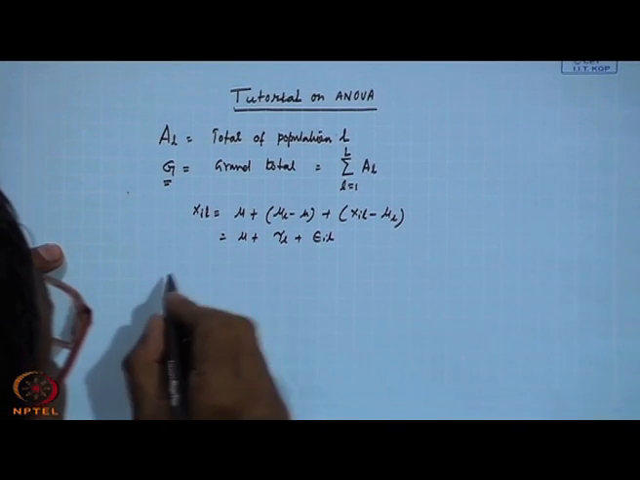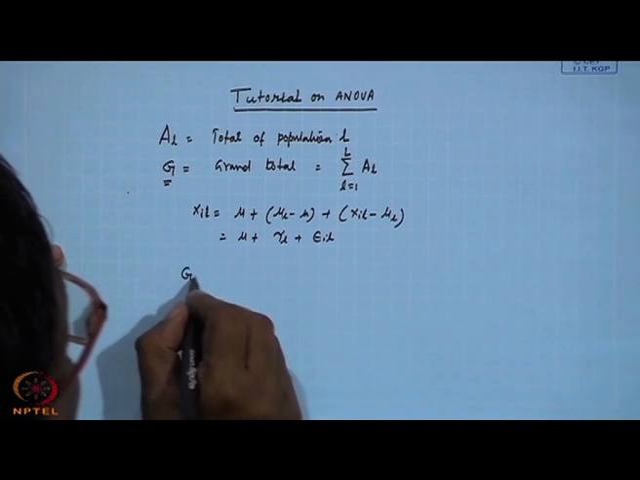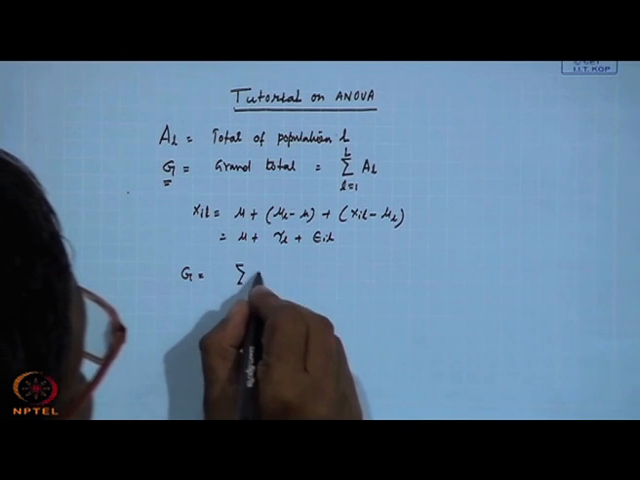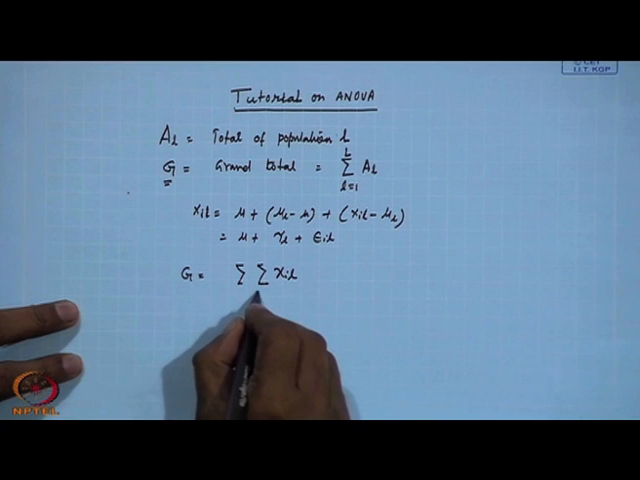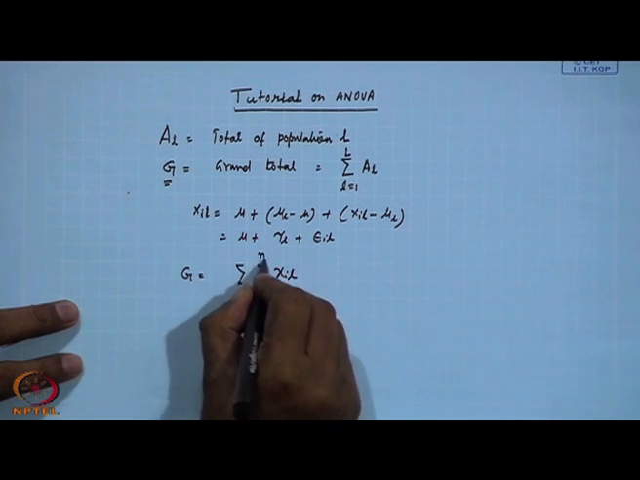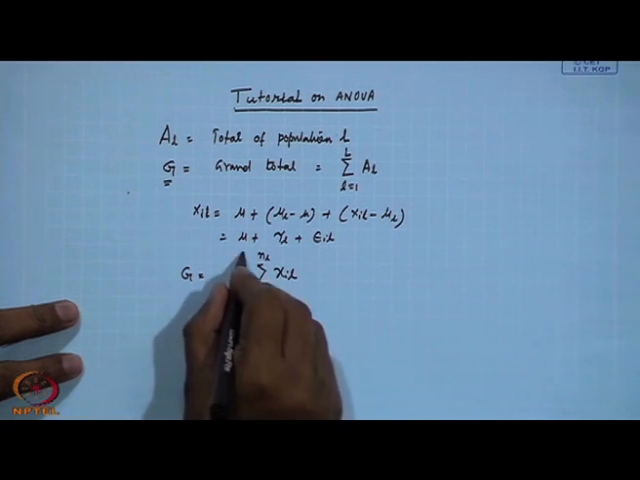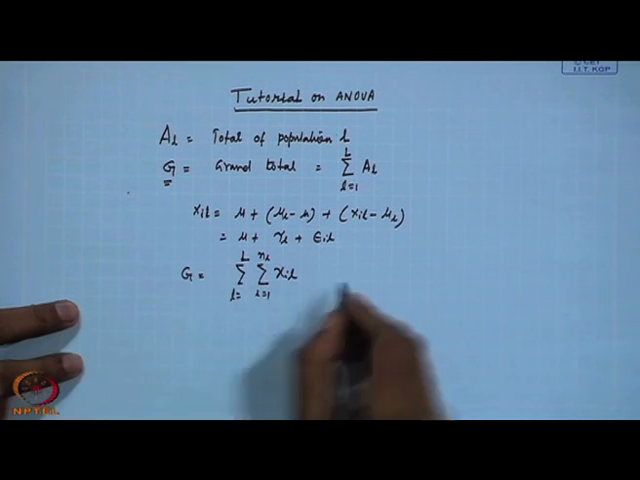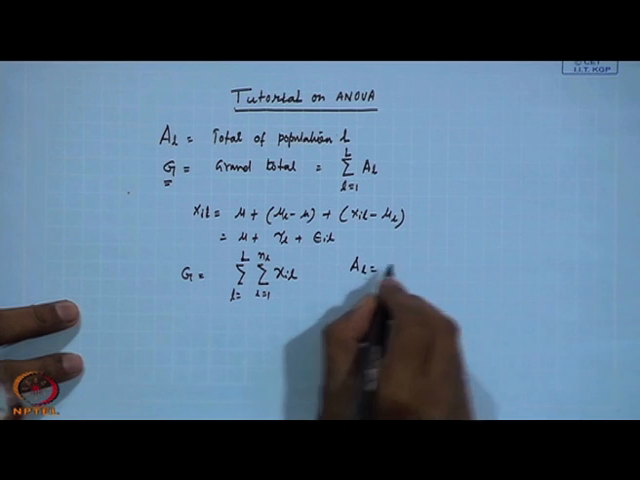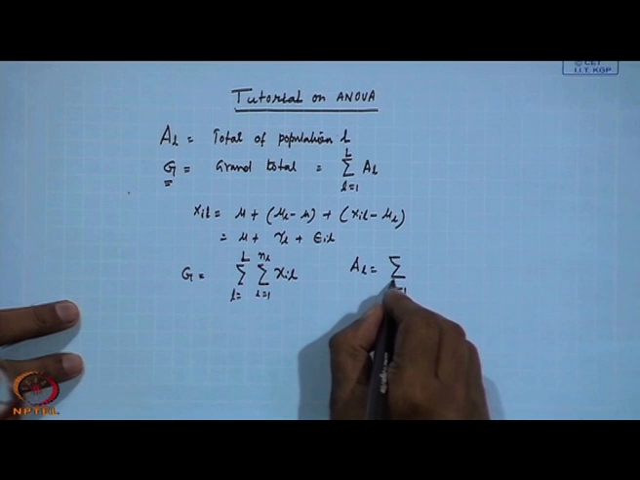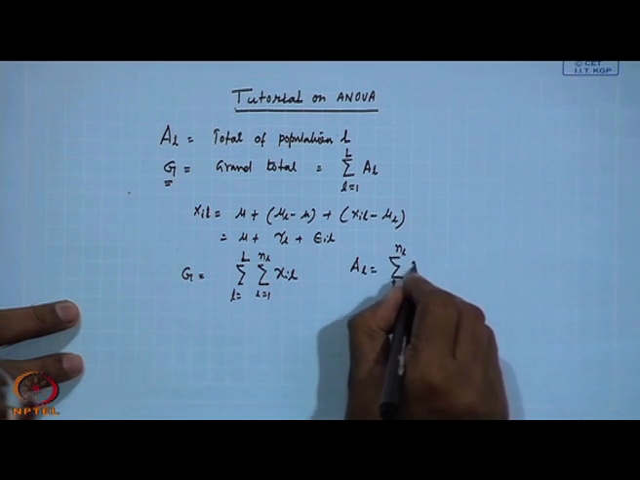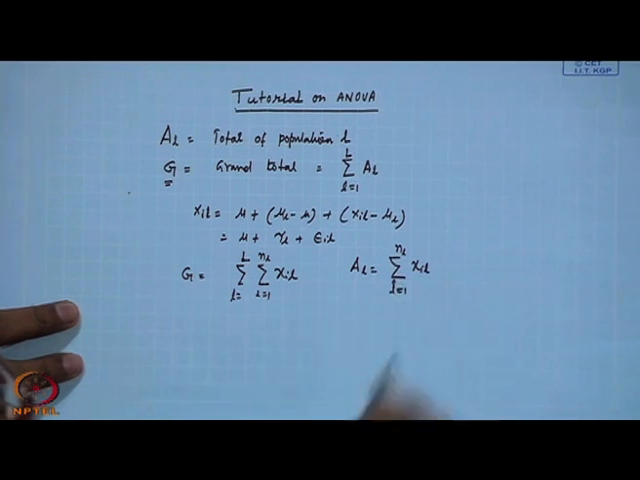So, what will be the grand total? The grand total will be the sum of, I think I have already given you, XIL, I equal to 1 to NL, L equal to 1 to L. This will give the grand total, and what will be the sum of this? AL, L equal to, so I equal to 1 to NL of XIL.